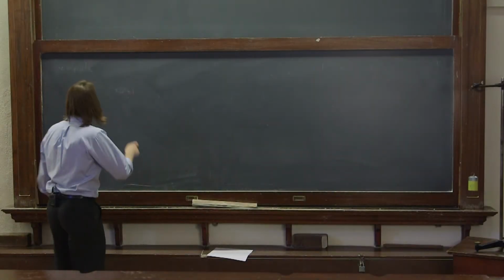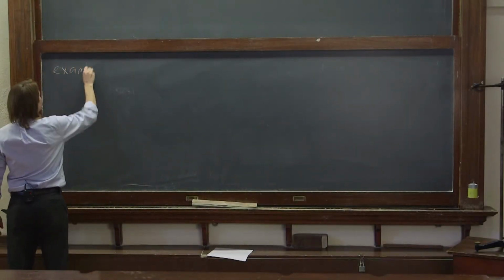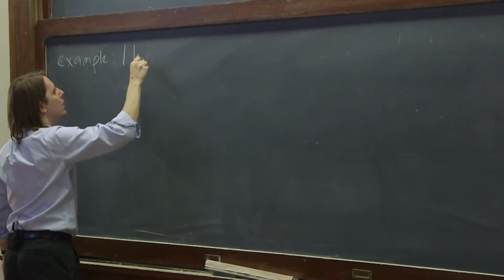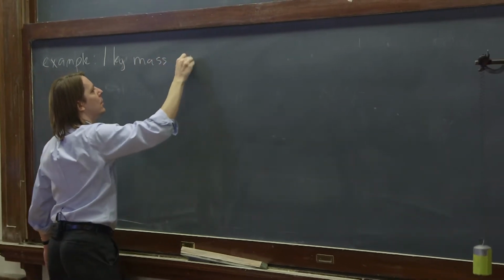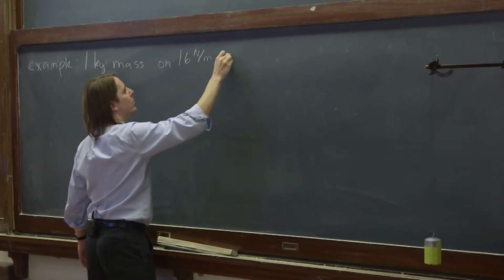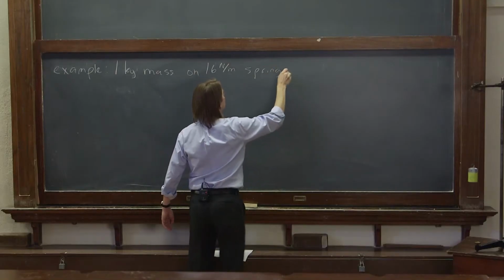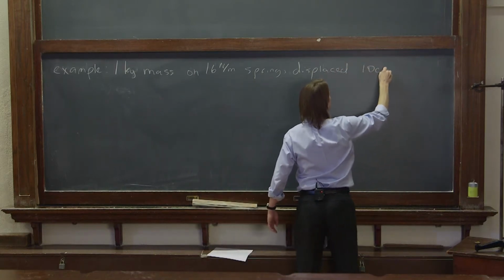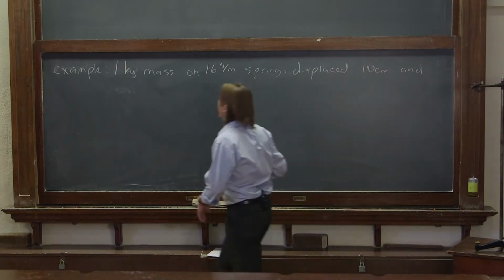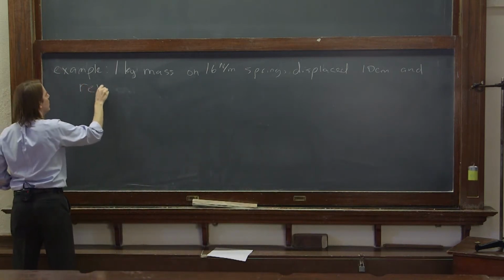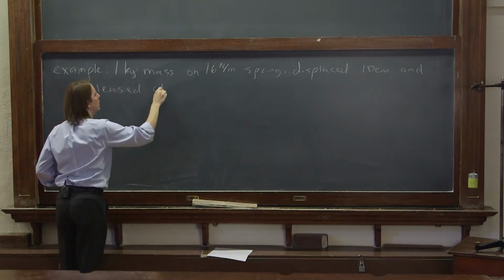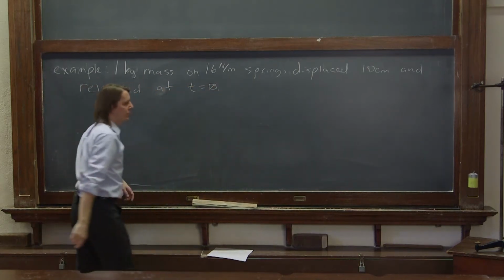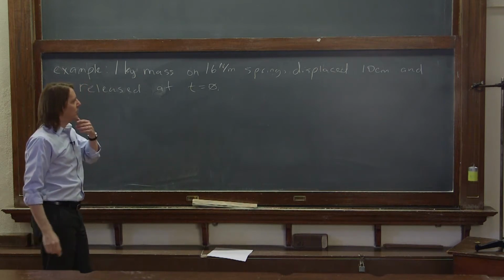So now let's see how we use the solution to solve an example problem. Let's imagine a 1 kilogram mass on a 16 Newton per meter spring, displaced 10 centimeters and released at time equals 0. Okay? So now we've done most of the problem.